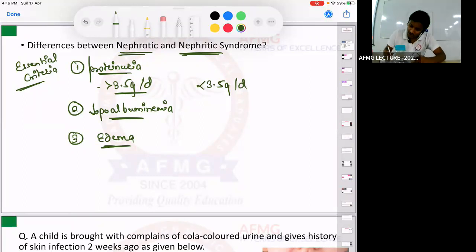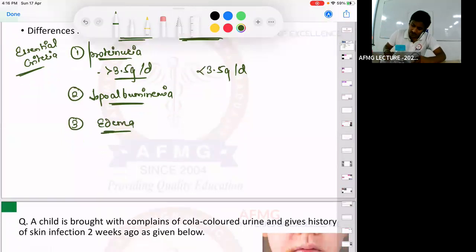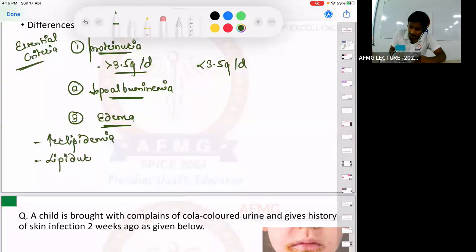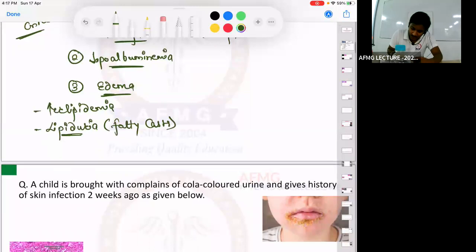ठीक है? Next feature, guys, please remember in cases of nephrotic syndrome. These were the 3 essential features. इसके अलावा the patient will also have hyperlipidemia. There would be hyperlipidemia, and excess of lipids would also be excreted out in urine. That will cause lipiduria. And lipiduria की वजह से which type of cast was seen? Fatty cast in urine.